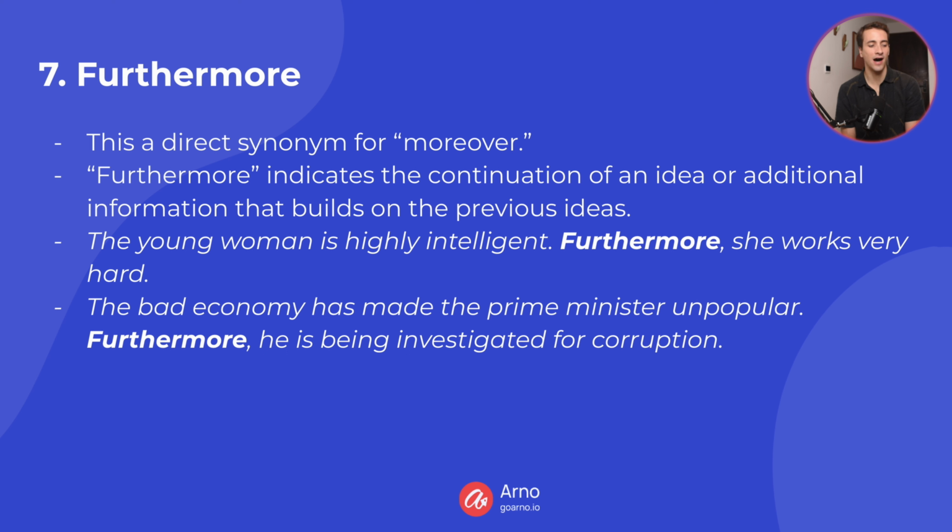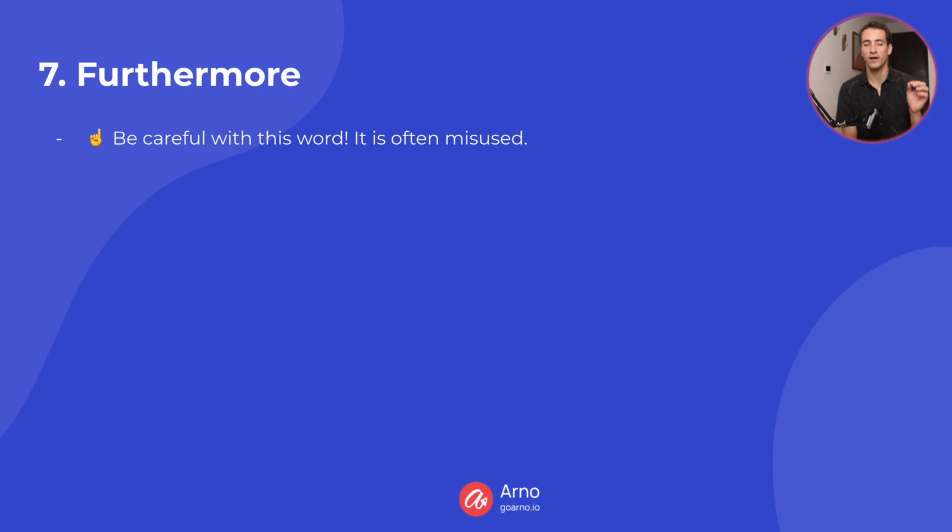The bad economy has made the Prime Minister unpopular. Furthermore, he is being investigated for corruption. So the first sentence is saying the Prime Minister is unpopular because of the bad economy. He's even more unpopular because he's being investigated for corruption. And that's indicated by the use of furthermore. With furthermore, it's important to be careful because this word is often misused.